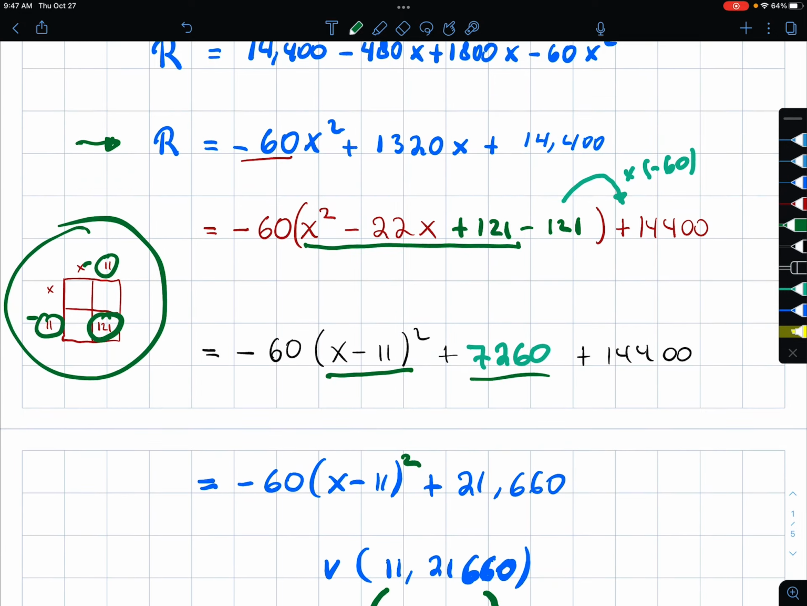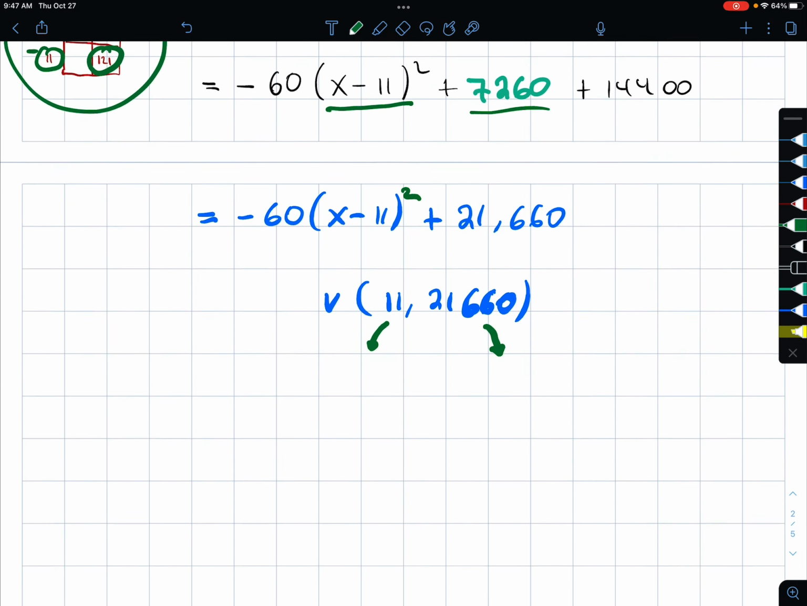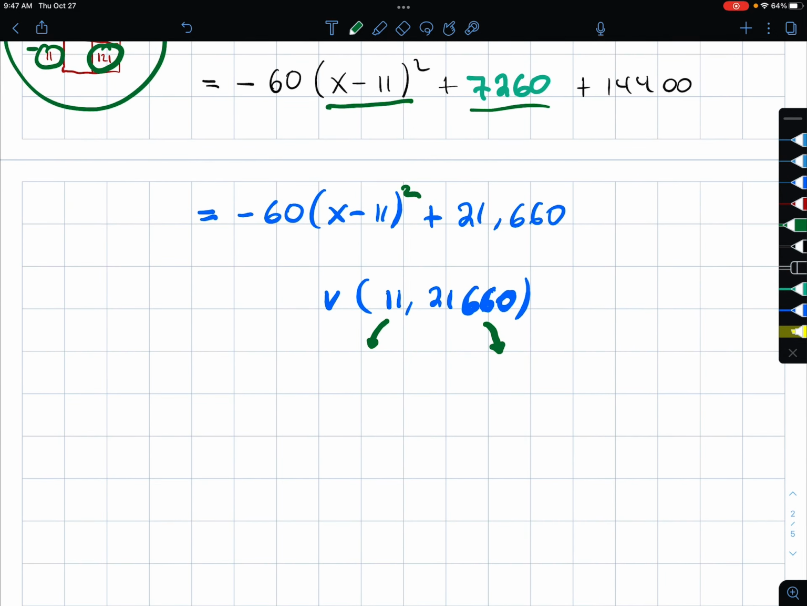Remember those numbers? Yeah, because the vertex is now positive 11 and 21,660. But what is 11? Oh, that's the x. And what is this one? Oh, that's the r. So I already have the max revenue. The max revenue is 21,660. But I don't have the price.